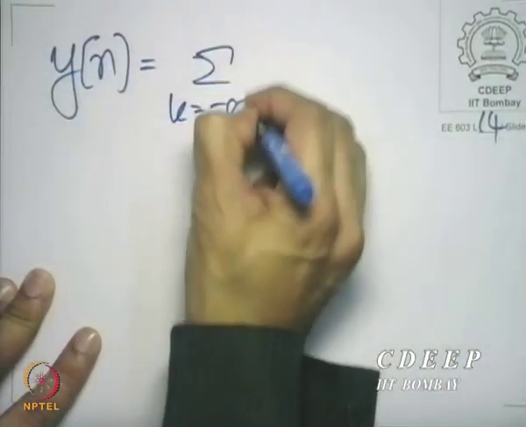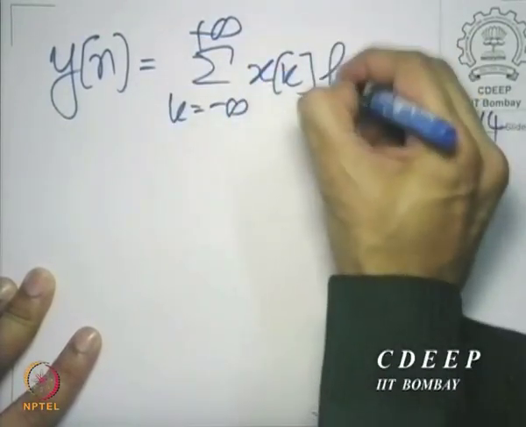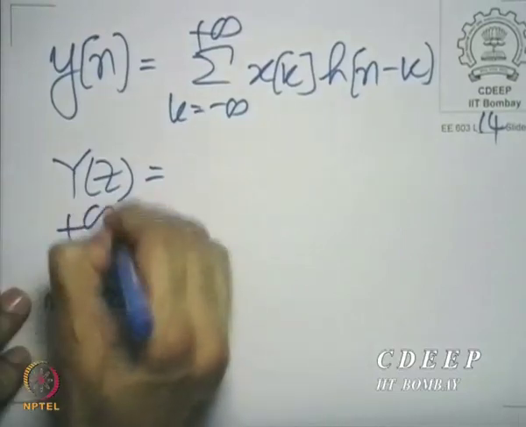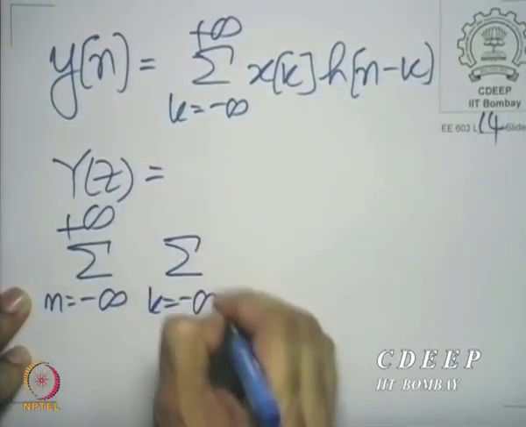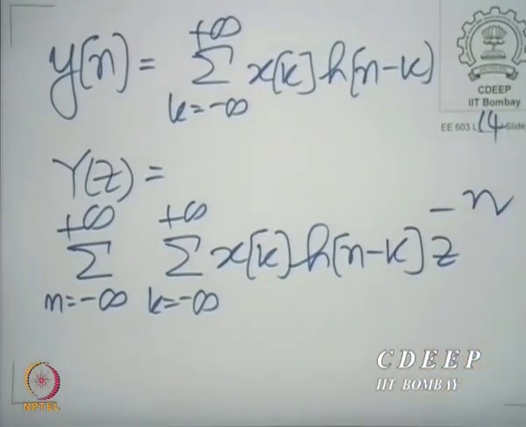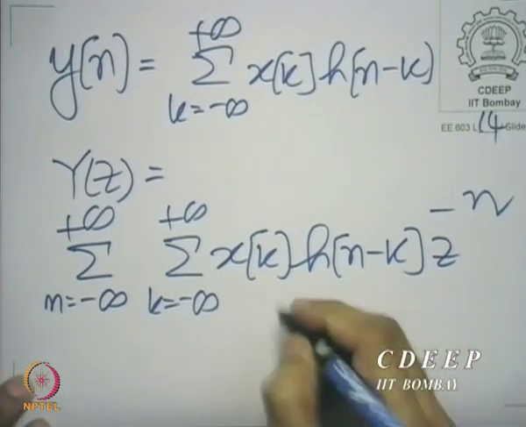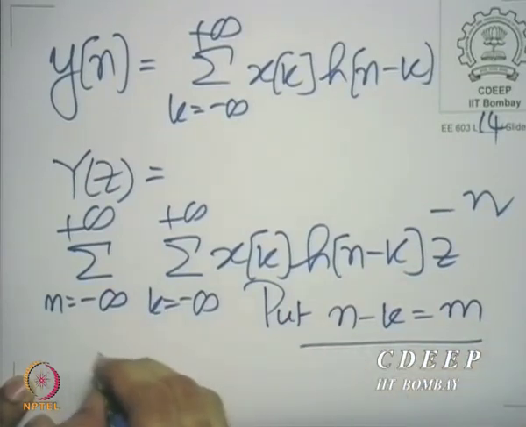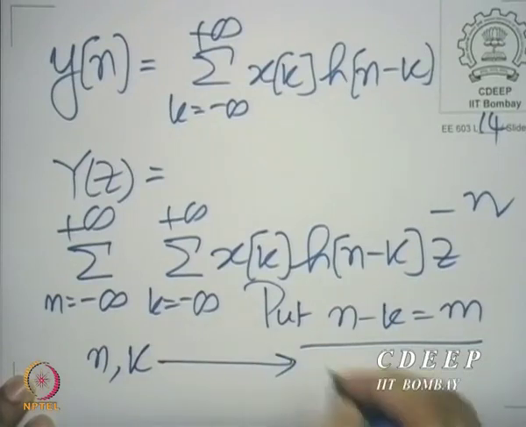Now, expand y[n]. So, you have y[n] is the summation over all k integer, x[k] h[n minus k], whereupon we have Y(z) is given by the summation over n, over all integers, summation k over all the integers, x[k] h[n minus k] times z raised to the power minus n. And of course, we use the same strategy as before. We put n minus k equal to another variable m. And now, instead of n and k, we go to k and m.